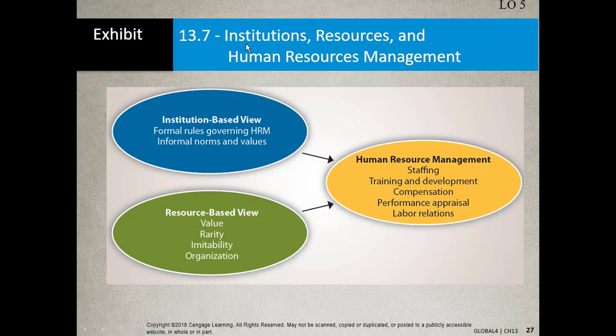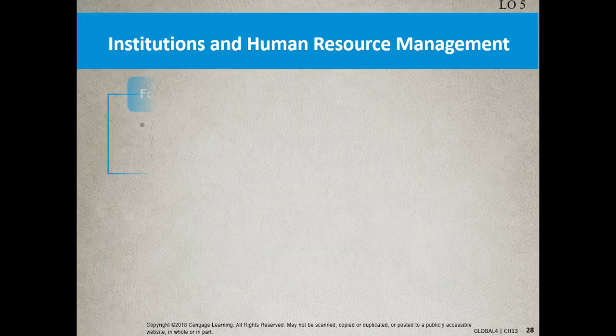And so institution versus resource, now we're getting into one of the last phases of the chapter here, when we look at institution versus resource-based view. So same thing as, when you look at the institution-based views, formal rules governing HRM, or the informal rules and values are going to affect staffing, training, etc. But so are your resource-based views, right? In terms of your VRIO, again. So let's look at that.